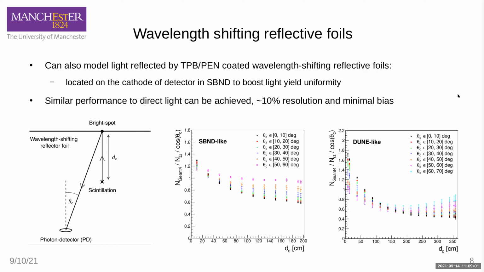One such scenario is the introduction of wavelength shifting reflective foils on the cathode of a detector, such as is done in SBND. We can predict the light due to these foils in an analogous way, first making a geometric prediction, now using the solid angle of the reflective foils as well as the solid angle of the photodetectors, and then applying parameterized corrections to model additional transport effects. And similar performance can be achieved with around 10% resolution and minimal bias.